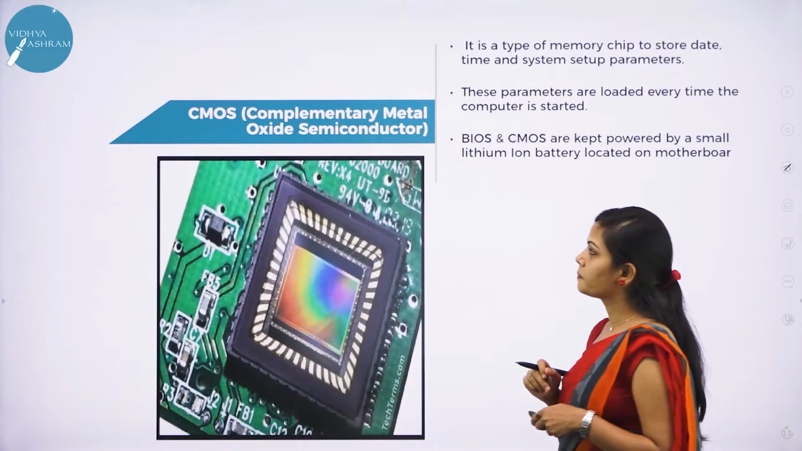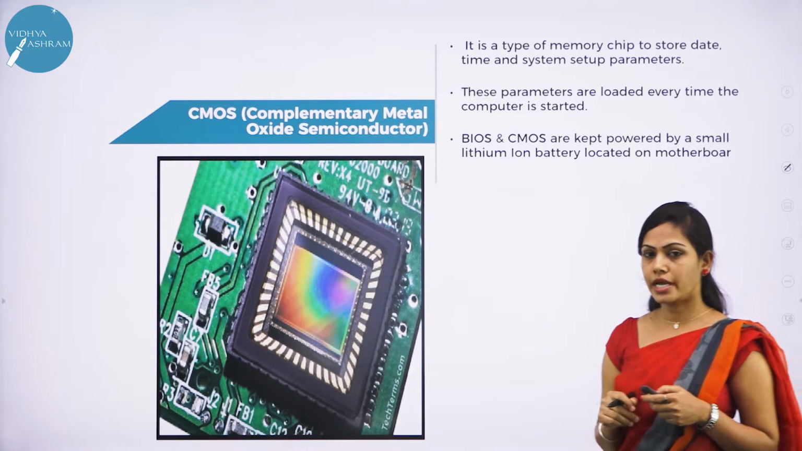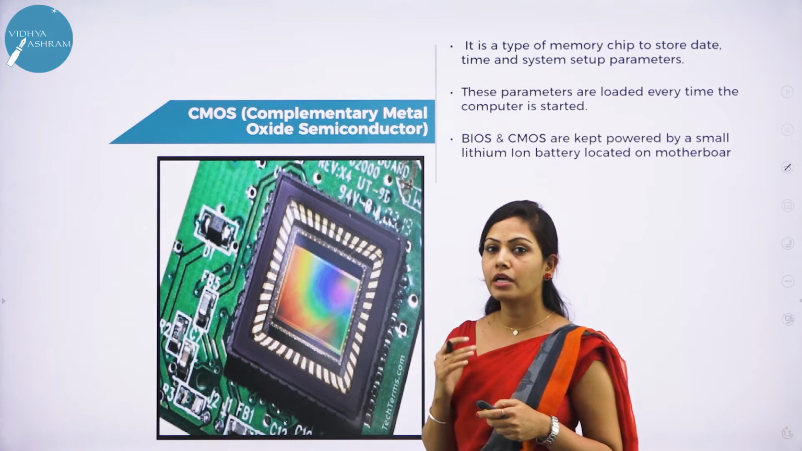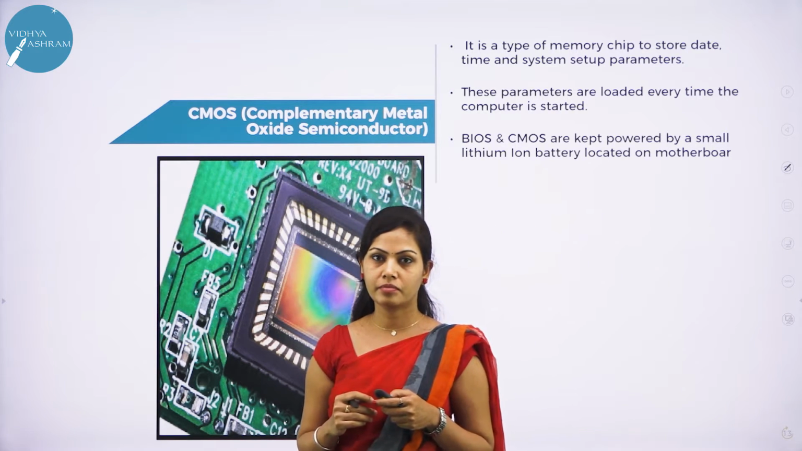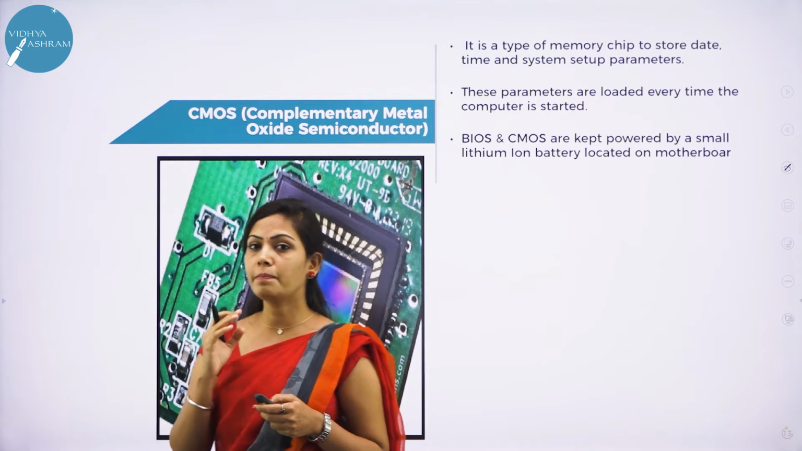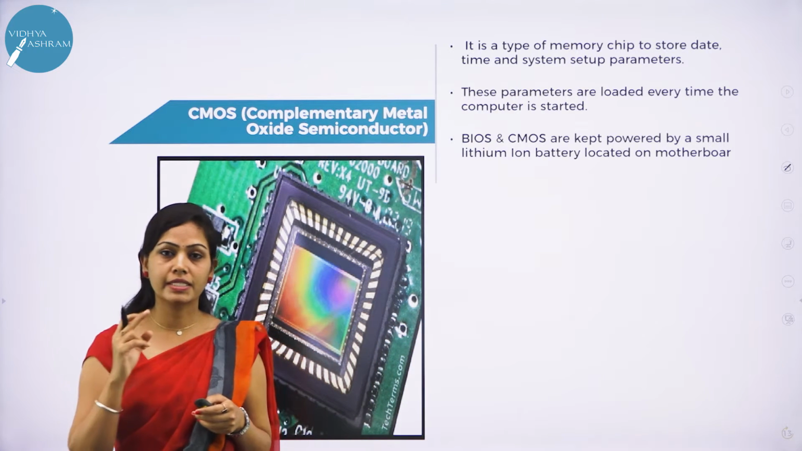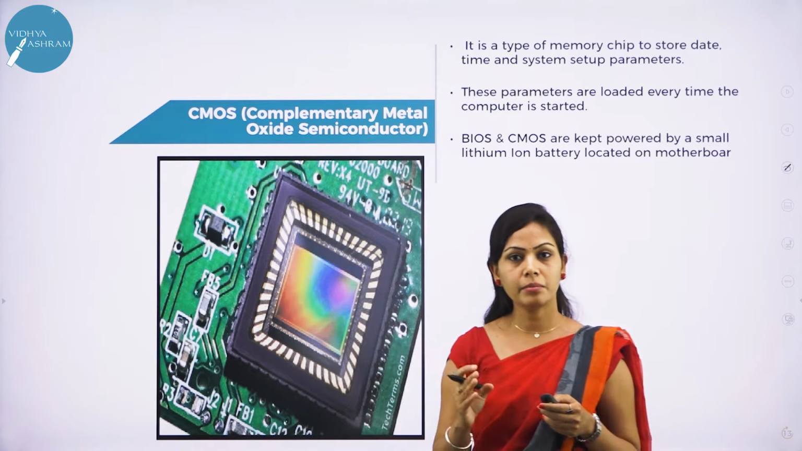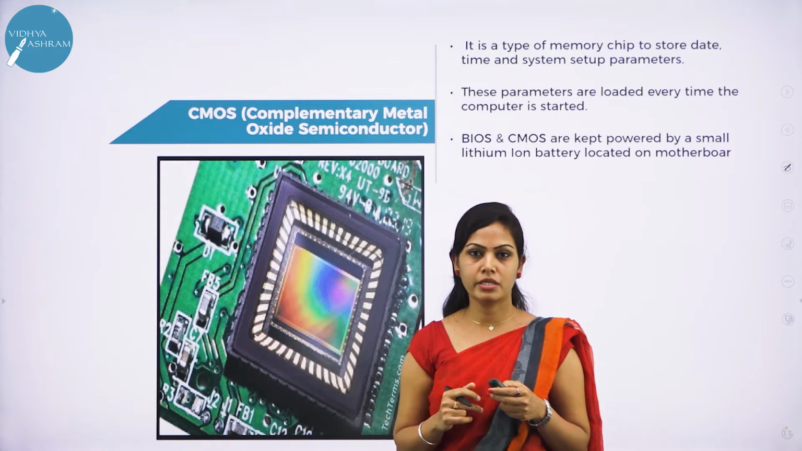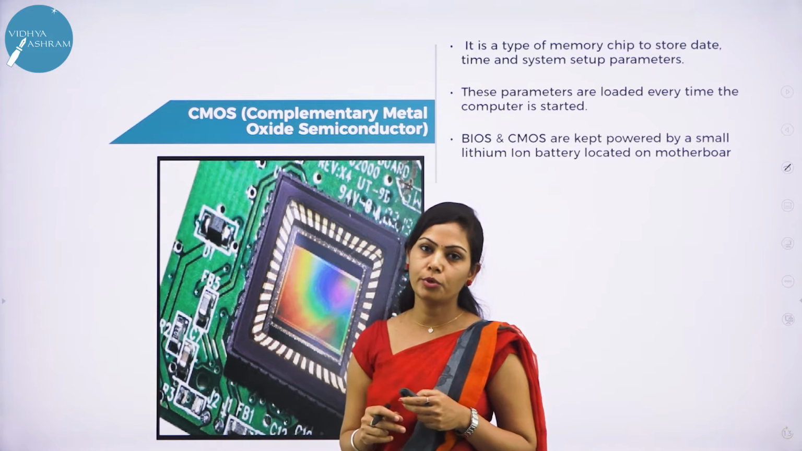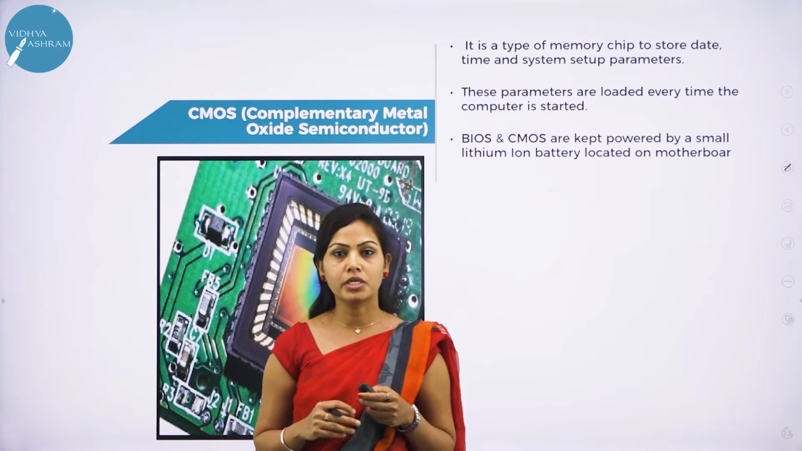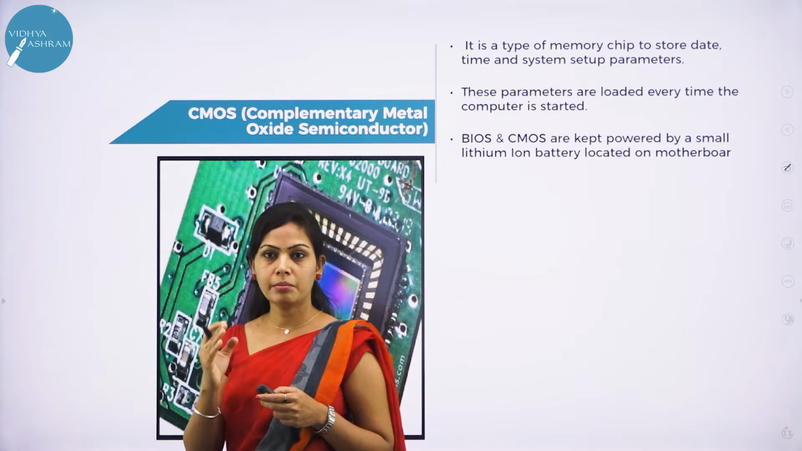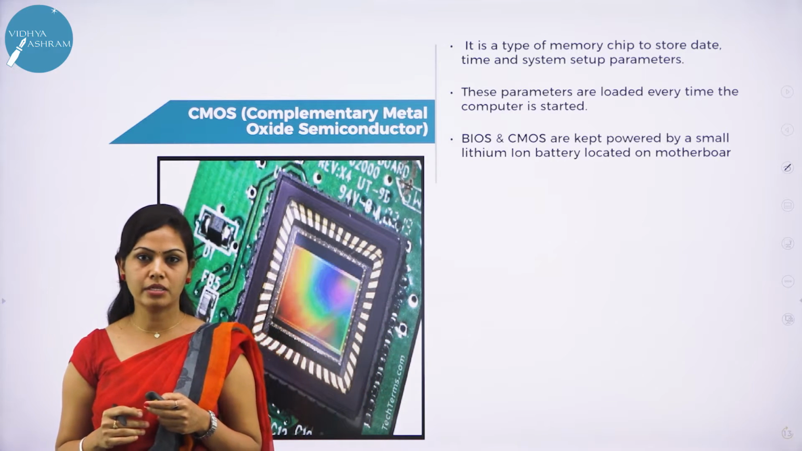Next we have CMOS. CMOS stands for complementary metal oxide semiconductor. CMOS is a physical part of the motherboard. It is a type of memory chip to store date, time and system setup parameters. When you switch on your computer, at the bottom of your computer you can see date, time and many other system parameters.